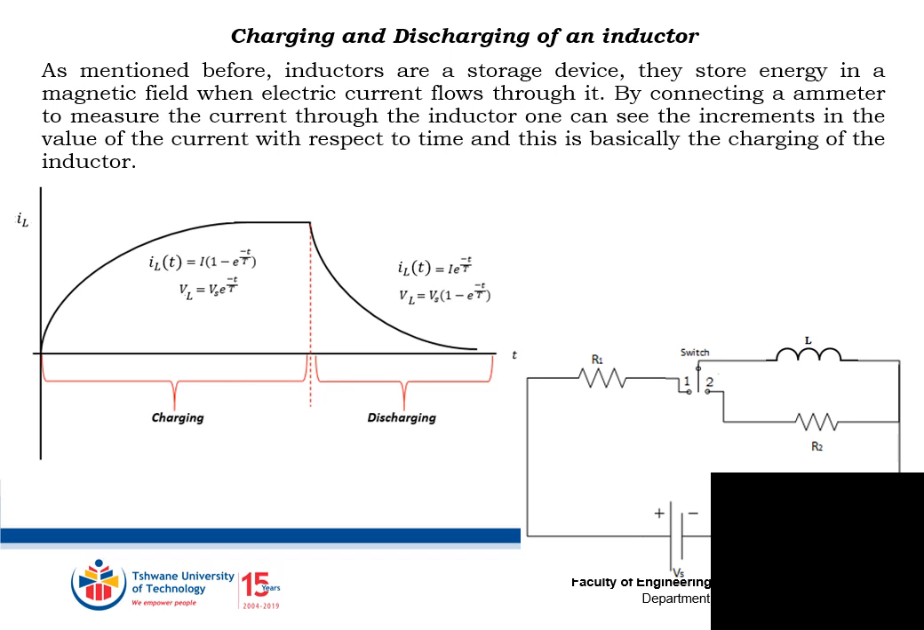And then the discharging current, that's on the right hand side now, when you're discharging the inductor, would be equals to the maximum current times e to the power minus t over tau. What about the voltage? Let's look at the left hand side. For charging voltage, it will be equals to V e to the power minus t over tau. Then on the right hand side, it would be equals to V open bracket 1 minus e to the power minus t over tau.